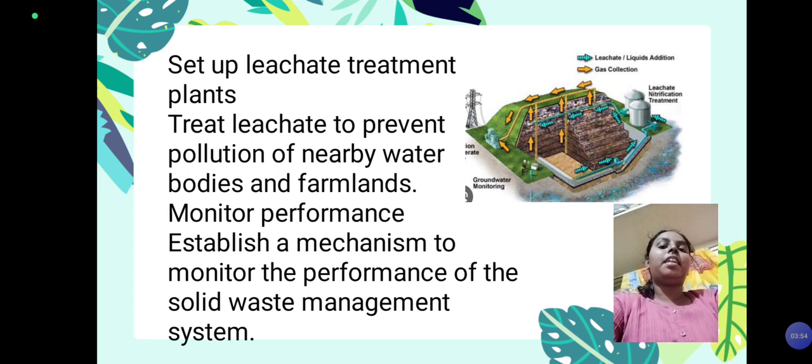Set up leachate treatment plants, which is one of the main initiatives of urban waste management, which must be done by the municipality. We can see many plastics and papers floating on the rivers. It must be separated. So treat leachate to prevent pollution of nearby water bodies and farmlands. Monitoring this waste management is also important. Monitor performance. Establish a mechanism to monitor the performance of the solid waste management system.